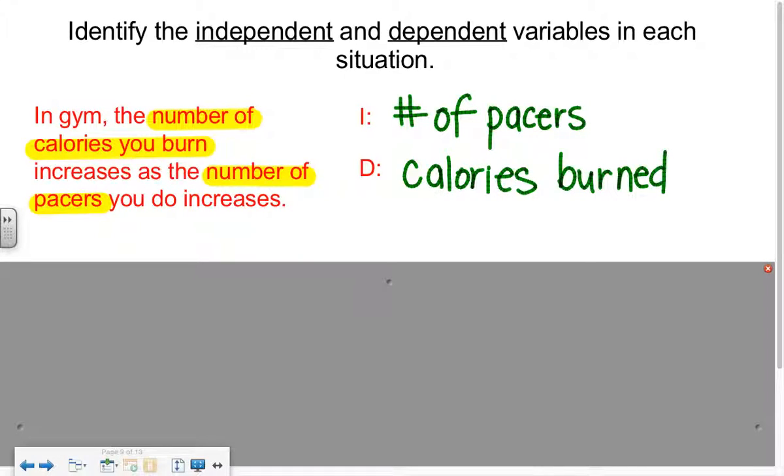Remember, independent is what comes first, or what happens first, your input. Dependent is what happens second, or what happens as a result of the input, that is your output.